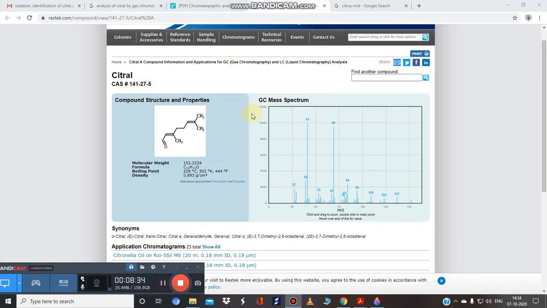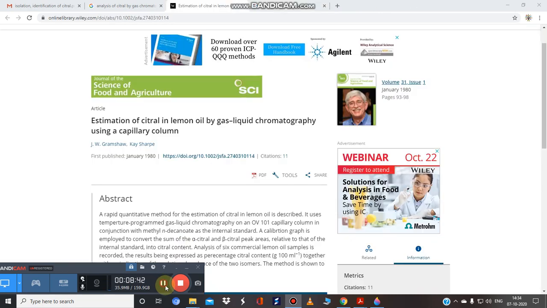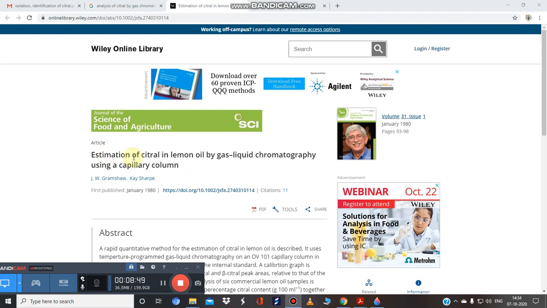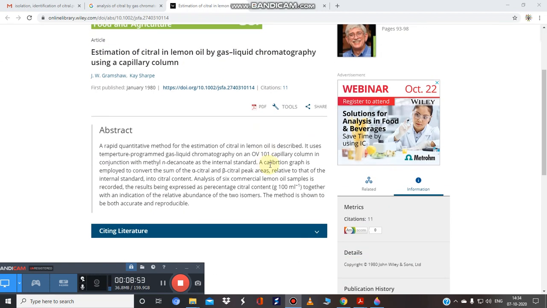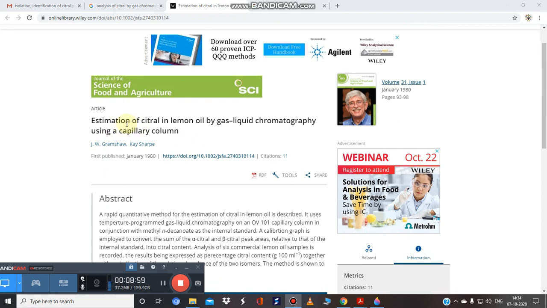Here it is. This is a spectrum of GCMS, gas chromatography coupled with mass spectroscopy. This will give a graph of the citral, and we can easily determine the citral in a particular type of sample. Suppose this is an article on the estimation of citral in lemon oil by gas liquid chromatography. With the help of gas chromatography, using a capillary column, we can easily estimate the amount of citral present in the particular sample.